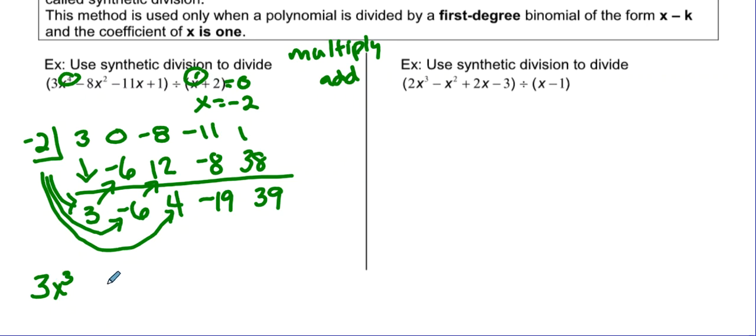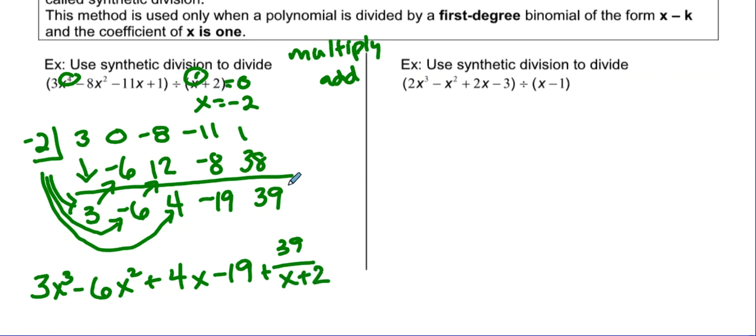And then we go down 1 degree for each term, so minus 6x to the 2 plus 4x minus 19, and the 39 is the remainder, so we're going to do the remainder over the divisor. Now remember, our divisor was x plus 2. The last term in synthetic division is always the remainder. Alright, so then you should pause the video and try this one before watching the solution.